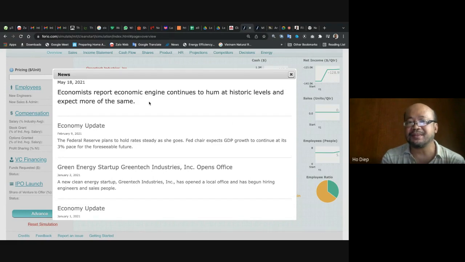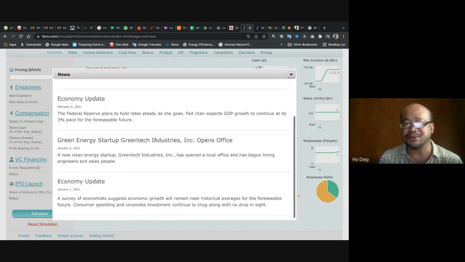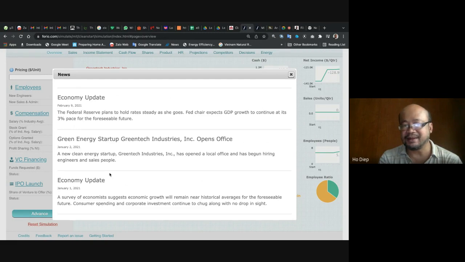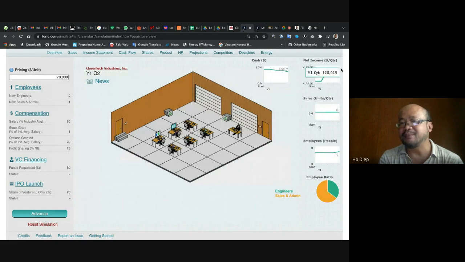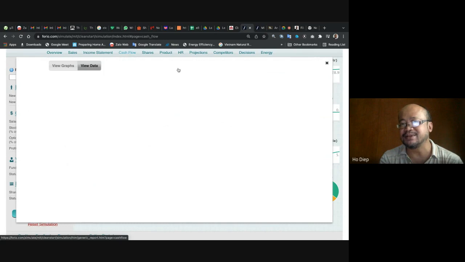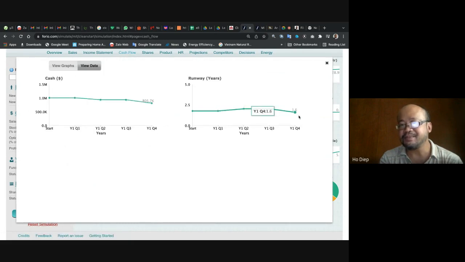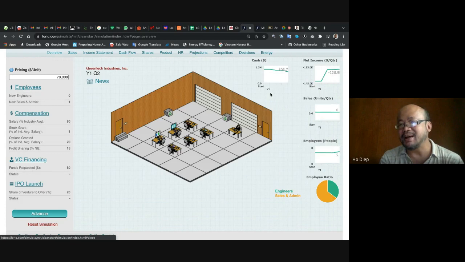Economists report the economic engine continues to hum at historical levels, very similar to the last quarter. No new news this quarter. And we study our burn rate. We can survive just slightly under 2 years now. So one quarter is over. Instead of 2 years, we dropped down to about 1.6 years or so. So we survived past a quarter, given that our burn rate is the same.